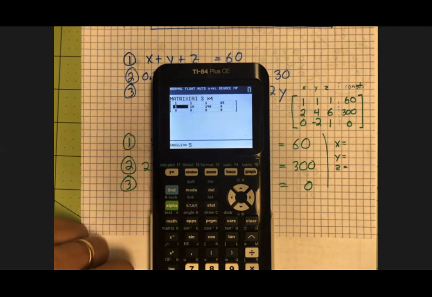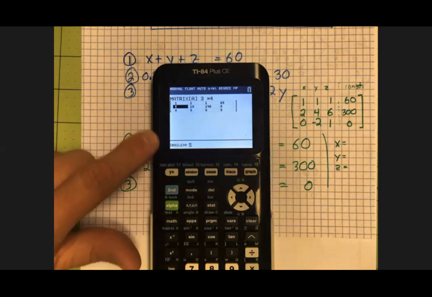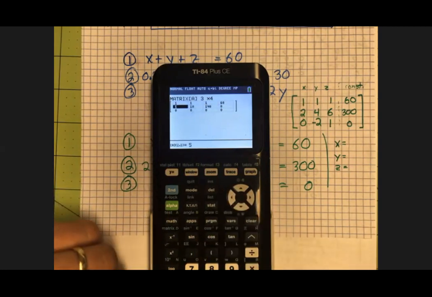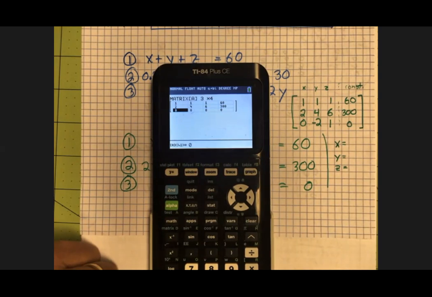1, enter, 1, enter, 1, enter, 60, enter. Make sure you type them in the right place, and you can always arrow around if you have to go back and fix something. Okay, second row: 2, enter, 4, enter, 6, enter, 300, enter. You can do this quickly after you get used to it, but then, of course, that's dangerous. Last row: 0, enter, -2, enter, 1, enter, 0, enter.